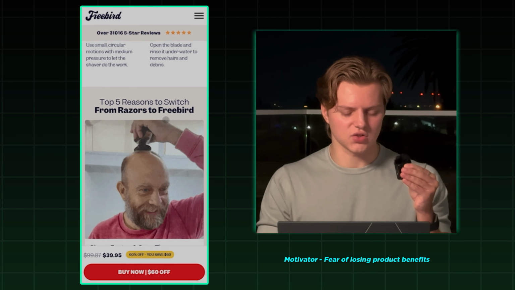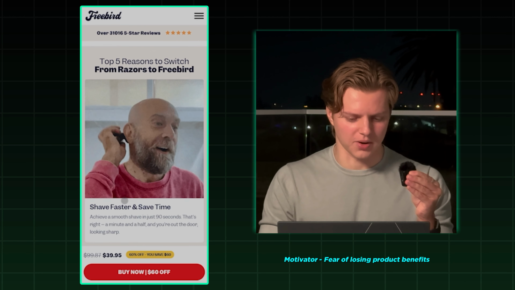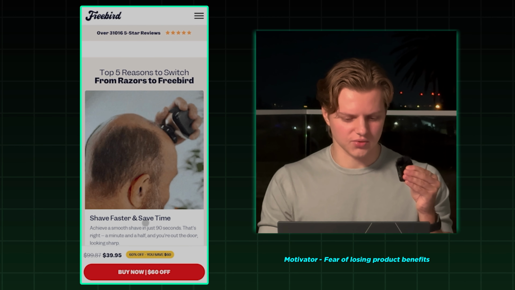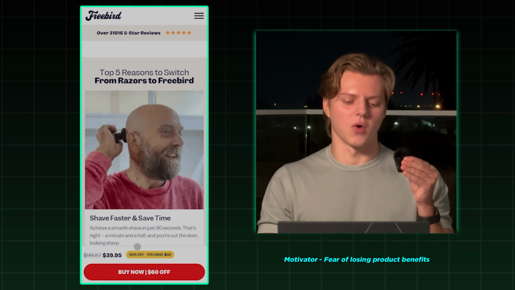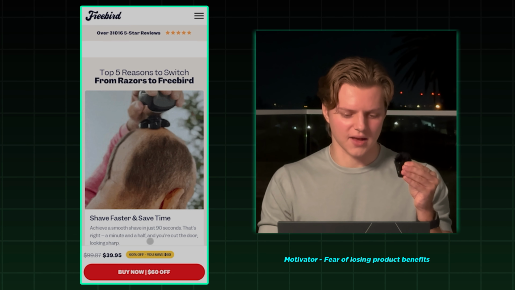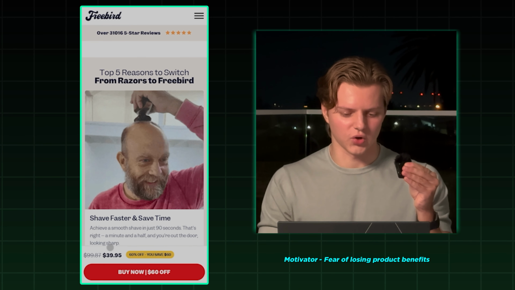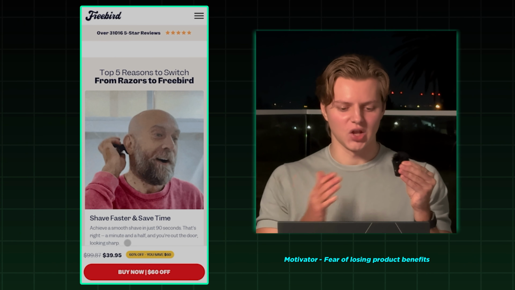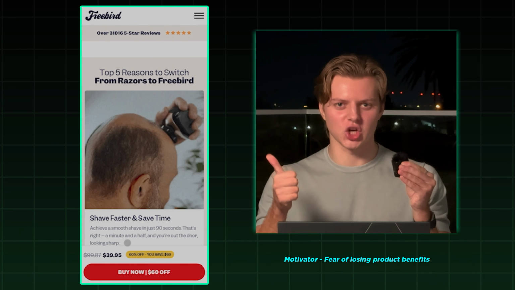And then they list a sort of mix between the benefits and comparison section. Shave faster and save time. And oh, I love this sentence. That's right, 1.5 minutes and you're out the door looking sharp. This is the dream outcome. No time spent shaving, but looking sharp going out the door.